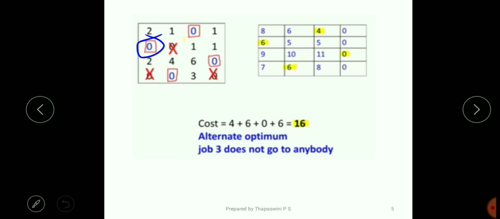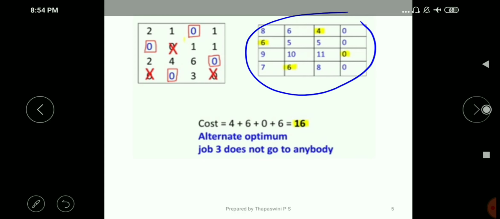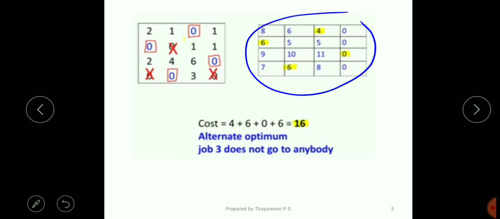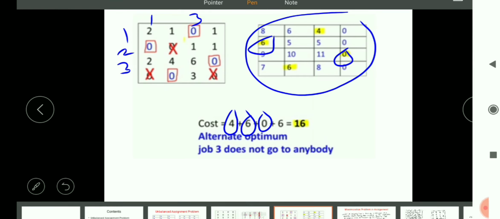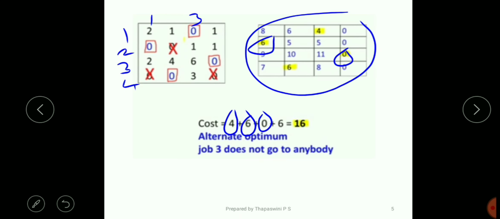Now this is the original cost matrix that is given. The total cost is: the first job goes to the third person, so the cost is 4 here. The second job goes to the first person, so the cost is 6. Next, the third job goes to the fourth person, so the cost is 0 here. Next, the fourth job goes to the second person, so the cost is 6 here, so the total cost is 16.